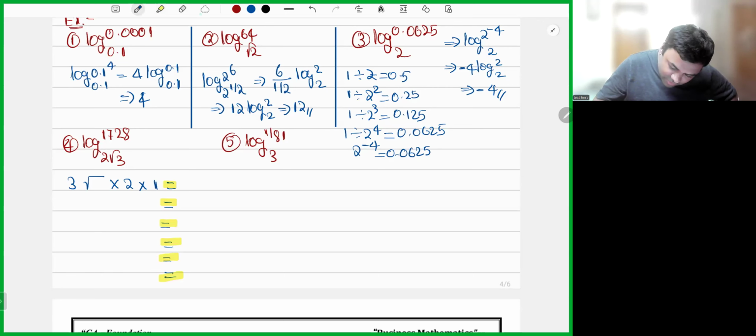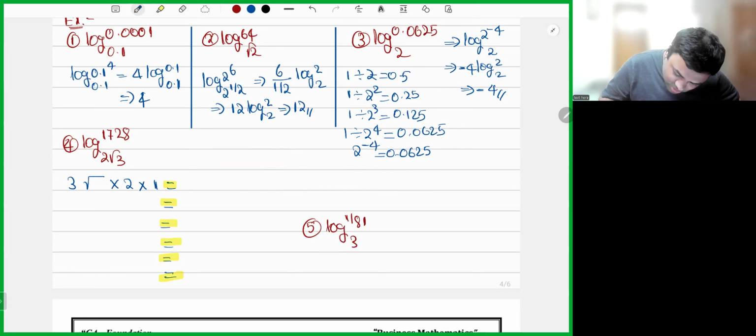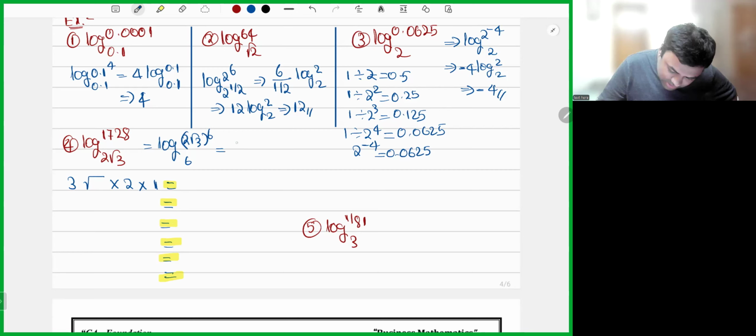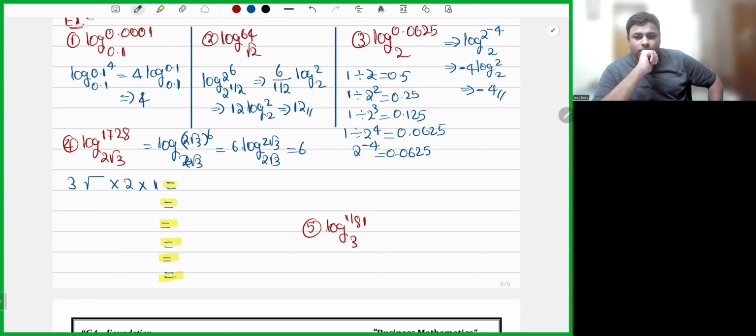So can I say, my dear friends, it is nothing but simple sum. This is log 2 root 3 whole power 6 to the base 2 root 3. So 6 log 2 root 3 to the base 2 root 3, which is equal to 6. What is log 2 root 3 to the base 2 root 3? 1. What is 6 into 1? 6.